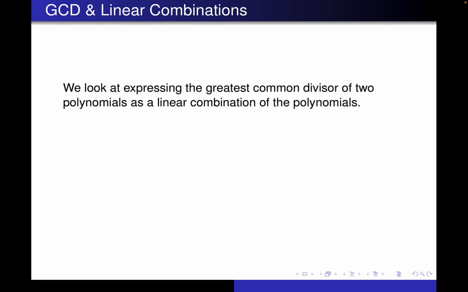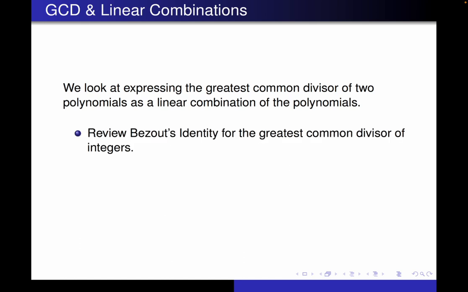And now we're going to finish up our parallel treatment between polynomials and integers and divisibility by talking about GCD and linear combinations. In particular, we're going to look at expressing the greatest common divisor of two polynomials as a linear combination of the two polynomials.